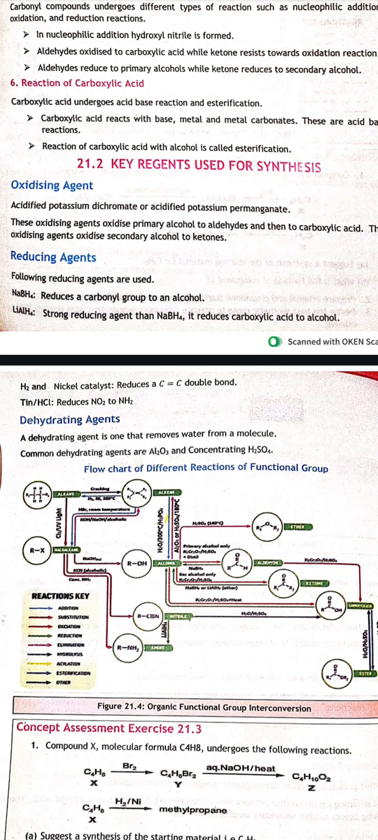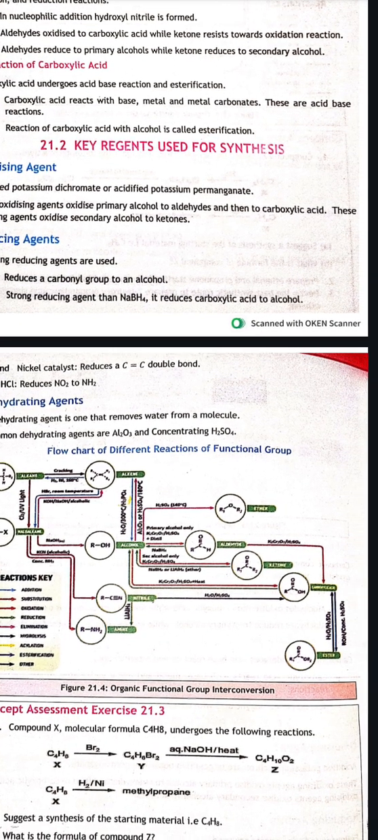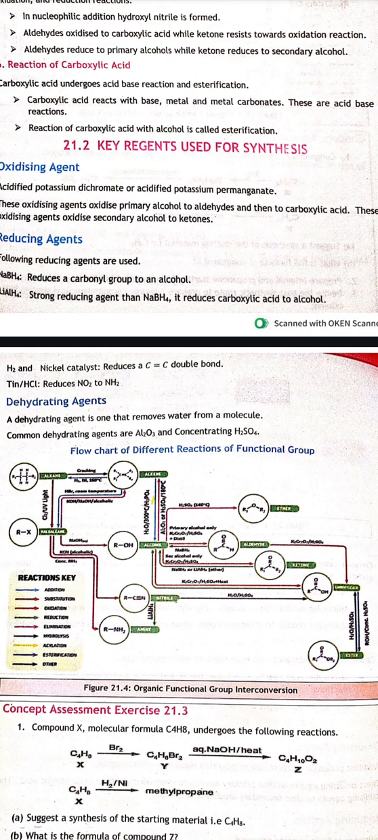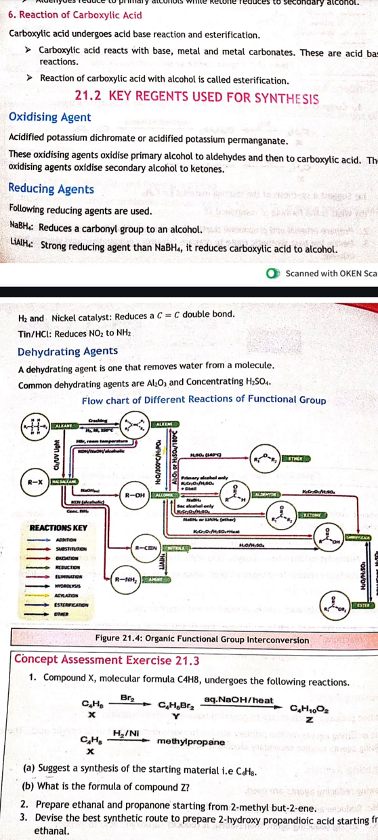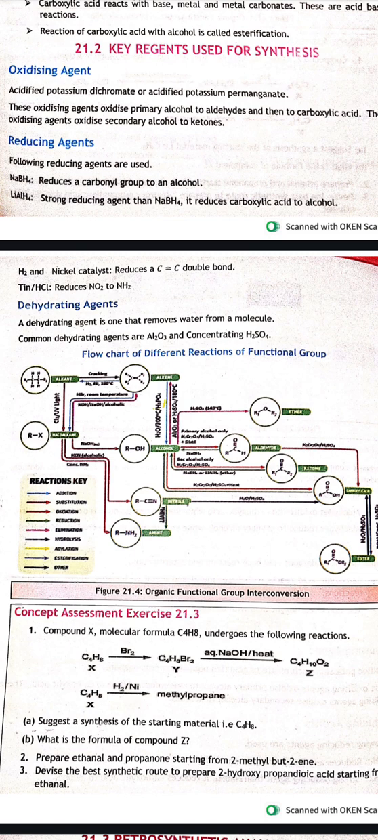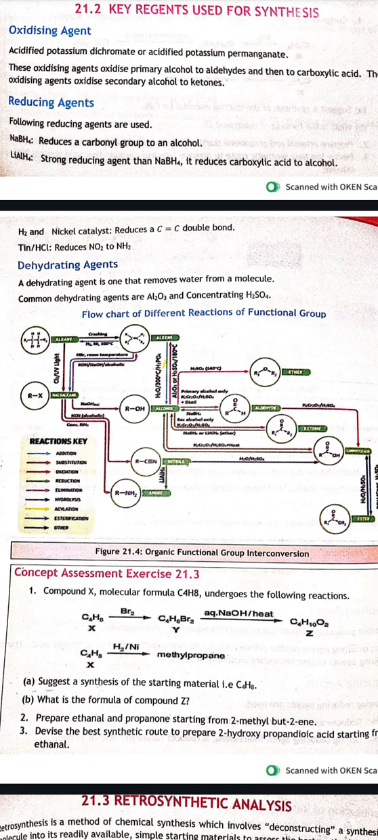Reactions of carboxylic acid. Carboxylic acid reacts with reactive metals and metal carbonates. These are acid-base reactions. The reaction of carboxylic acid with alcohol is the esterification reaction, and in this reaction the ester is the final product. Key reagents used for synthesis are oxidizing agents and reducing agents.